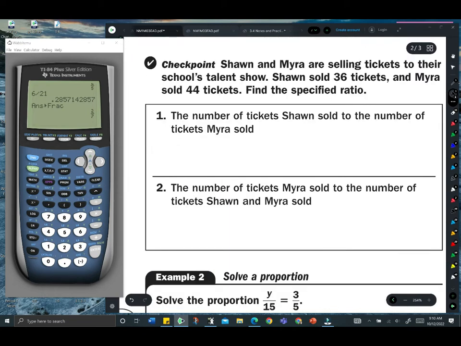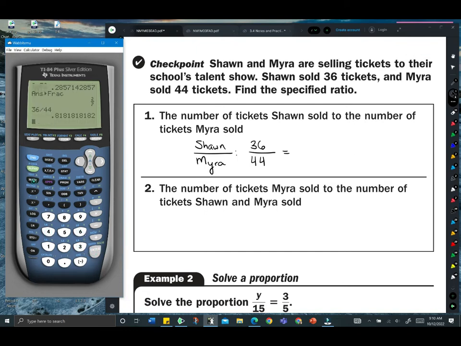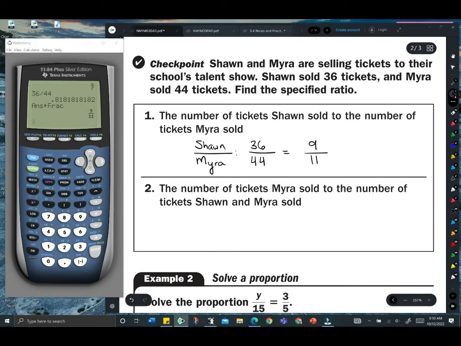Okay. Sean and Mira are selling tickets to their school's talent show. Sean sold 36 tickets and Mira sold 44. Find the specified ratio. So first, the number of tickets Sean sold to the number Mira sold. So basically we are finding Sean's ratio to Mira. And we know that Sean sold 36, while Mira, I suppose I'm saying that right, sold 44. You do want to reduce that. 36 divided by 44. Go to math, enter. And the ratio is 9 to 11. So that again is how it's read. 9 to 11 tickets, Sean to Mira.